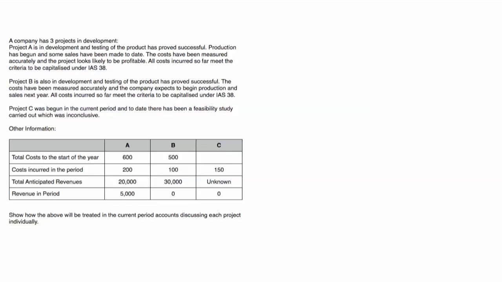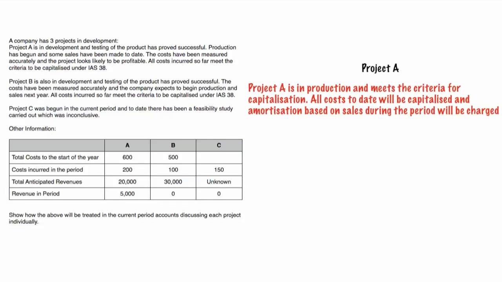So looking at the figures, we can see that the total costs to the start of the year were 600. We've had more expenditure of 200 and the total anticipated revenue is 20,000. And we've started generating sales. So basically, Project A will meet the criteria for capitalisation. We're actually told that. So we capitalise all costs to date, since we knew that it would be successful, and the amortization we'll do based on sales during the period.